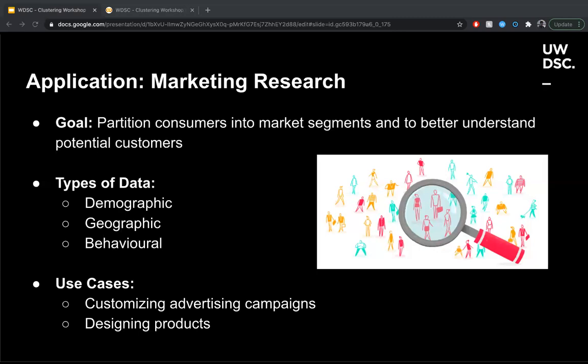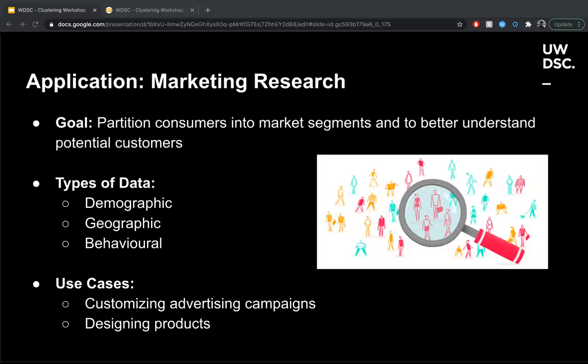Okay, so the first application, I'm going to show you 3 different applications in the real world and where clustering is used with them. The first one is marketing research, and the goal is to understand potential customers better and partition consumers into market segments. The types of data you would get are demographic, geographic, behavioral, psychological, and the use cases of clustering would be to help with designing products or customizing advertising campaigns.